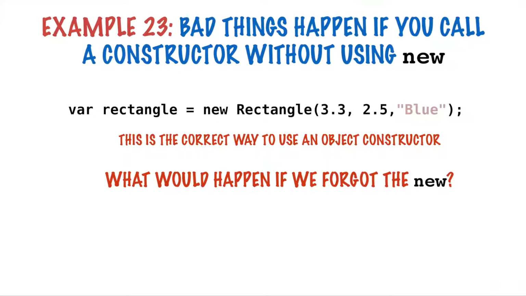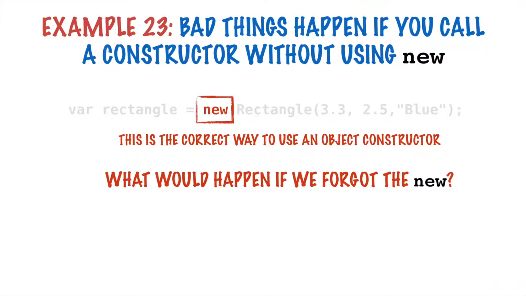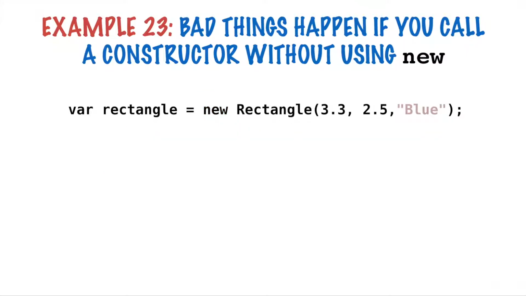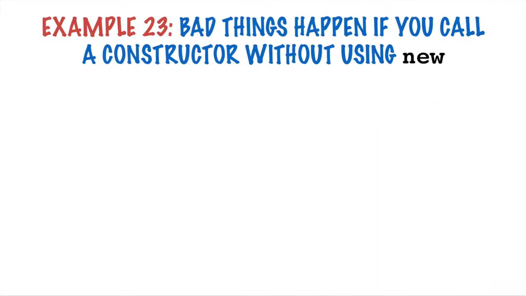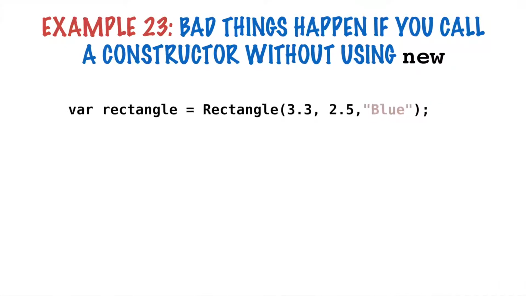What happens if we simply forget the new? The object constructor is a function after all, and functions are generally invoked without using new. What would happen if we forgot the new keyword in this particular situation? So instead of having var rectangle is equal to new rectangle, instead we'd have something like this: var rectangle is equal to rectangle, and we pass in the same arguments. What will happen now?